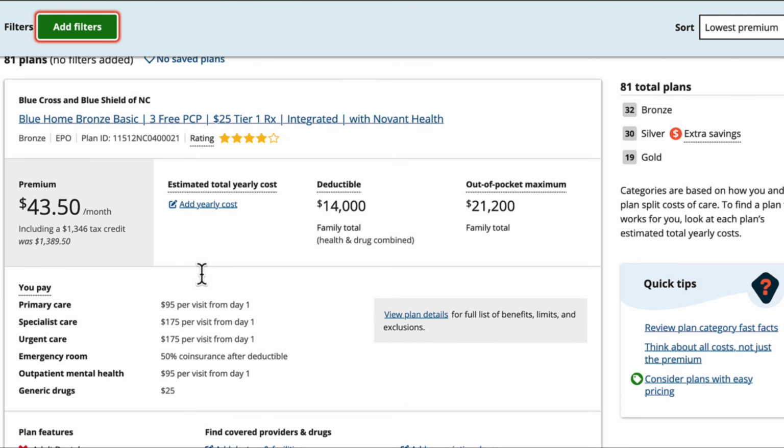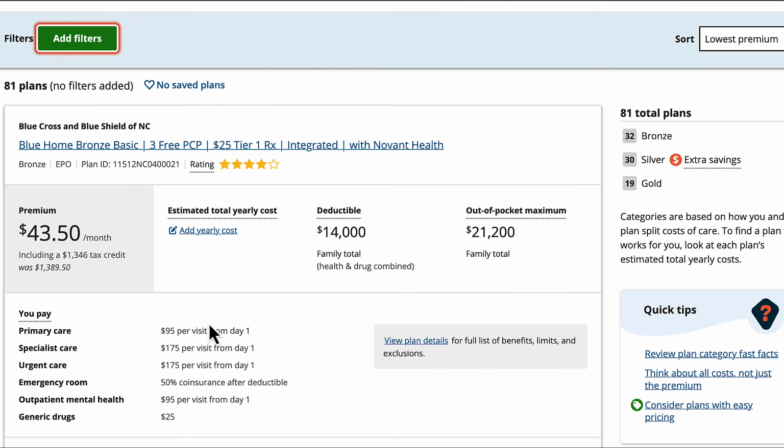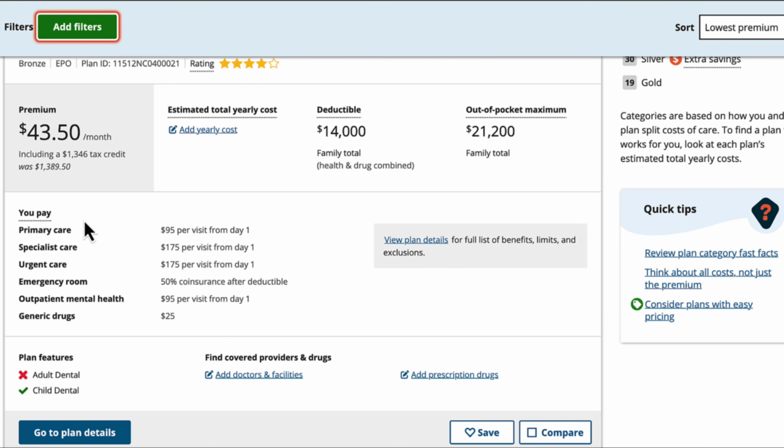Yeah, it probably does have easy pricing. I'm not seeing it, but if I wanted to filter based on easy pricing, we would see which plans specifically have it. But I can see here, primary care, $95 visit from day one. Specialist, $175 from day one. Urgent care, $175 from day one.